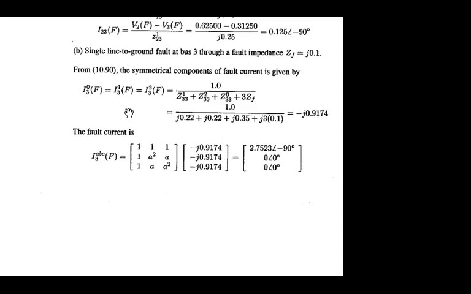So this is all the 0, 1, 2 domain information. Because of the single line to ground fault, all are the same. So you have to put that in, and you can get I3 ABC after A matrix multiplication. Is it clear up to this point? You have to be confident regarding that, otherwise it will cause some problems.